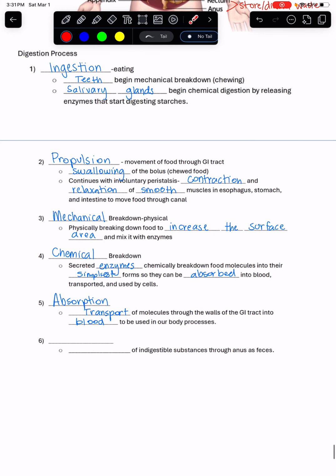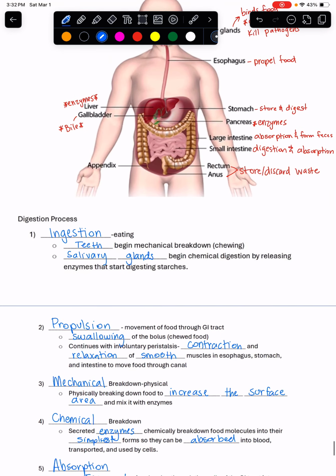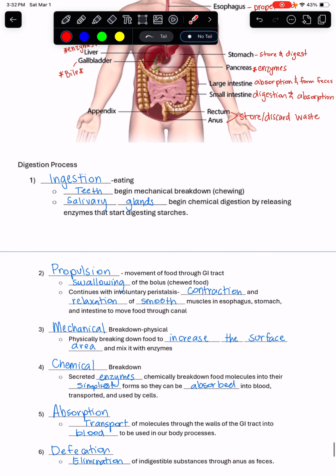And then our final step that you're probably familiar with in the digestive system is the defecation step. It's the process of getting the parts of our food that we can't use out of our body. So it's the elimination of indigestible substances through the anus as feces. Down here, our rectum and our anus store and then discard the waste. And so that is the process your food goes through.